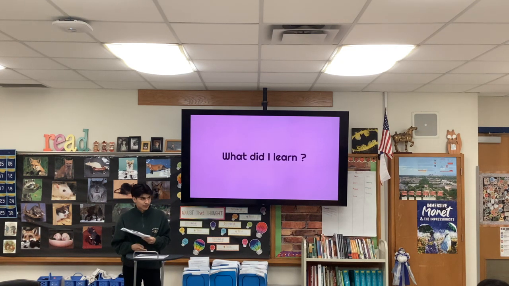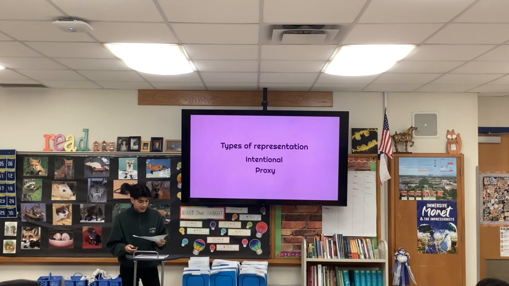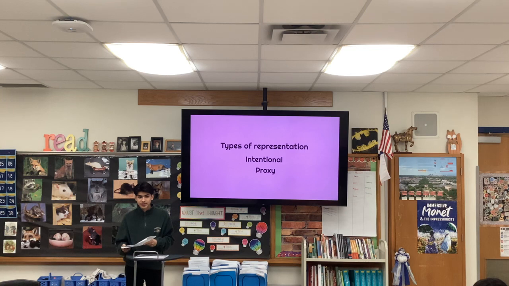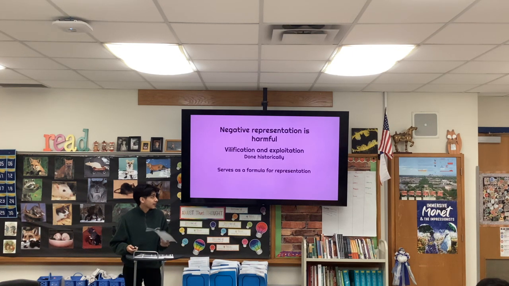So what did I learn in my findings? What did I find? One big thing is the types of representation. There were plenty of types that I found scattered about, but the most important ones that we're using are intentional representation, which is the intentional use of characters or elements in order to represent a minority, and proxy representation, which is the unintentional use of elements or subtext that can still read and come off as representing a certain group. Another thing is that negative representation is harmful. There's also vilification and exploitation of minorities in movies. This was done historically because of previous codes and assessments, and it serves as a formula for representation today and how we represent today.